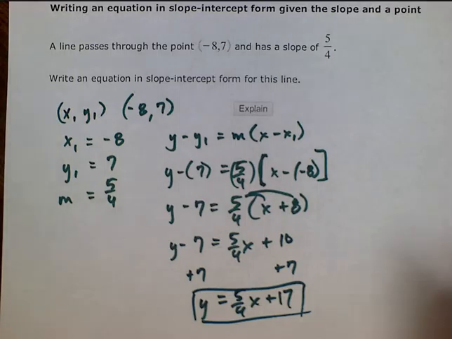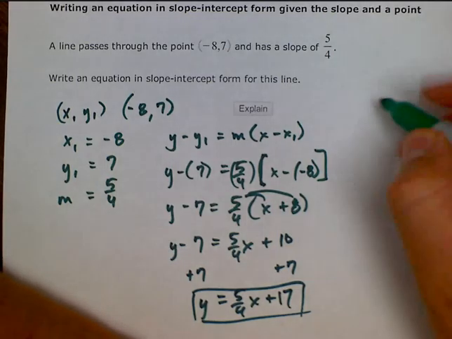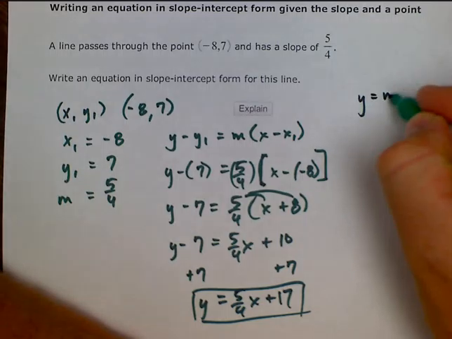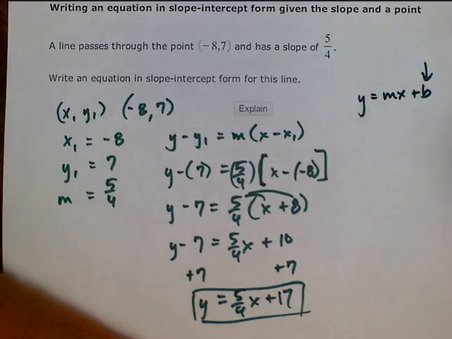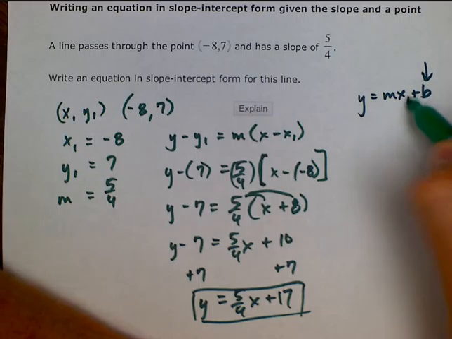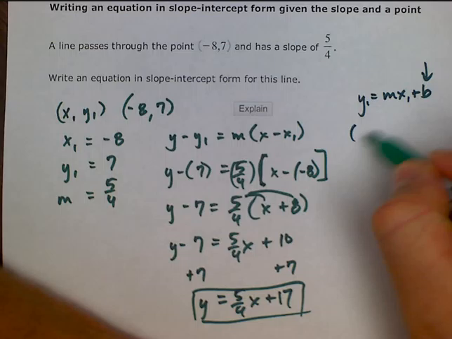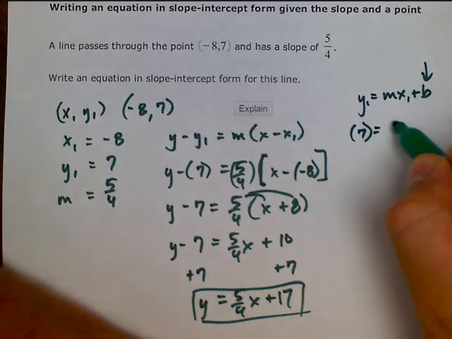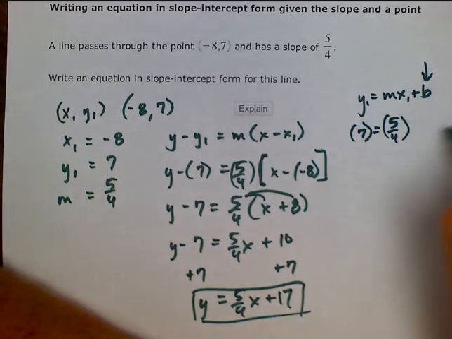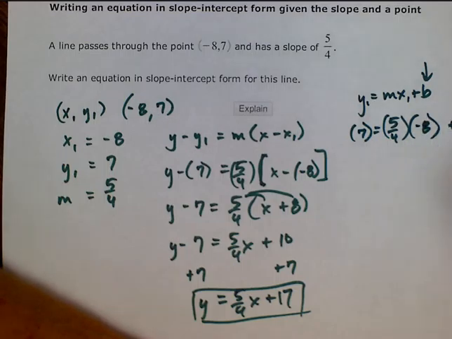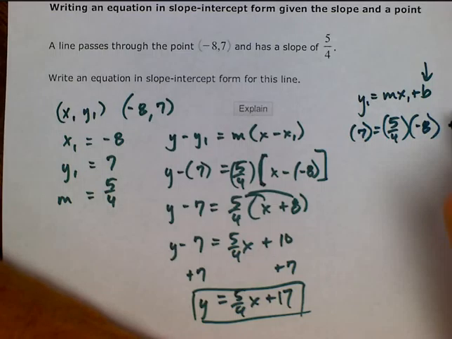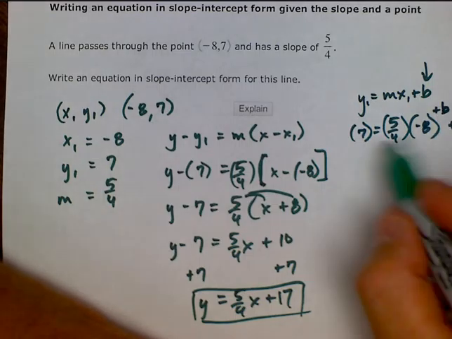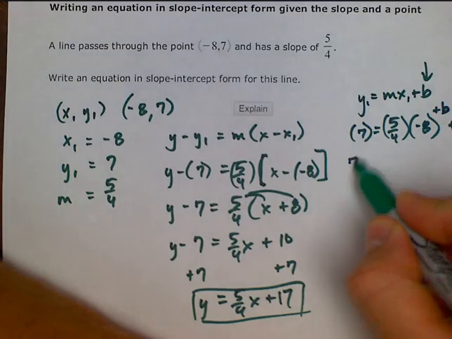Now, I could do the same thing by solving for b if I want to put it in y equals mx plus b form. And then I would just solve for b, where I would make x1, y1 my point. So y1 would be 7 is equal to my 5/4, which is my slope, times x1, which is my -8, plus b. And then I could solve for my y-intercept. Well, I went off the page there a little bit, so I'll just put it here, plus b. Okay, then we would go ahead and simplify from there.